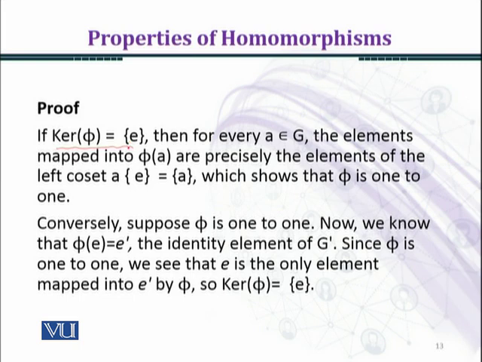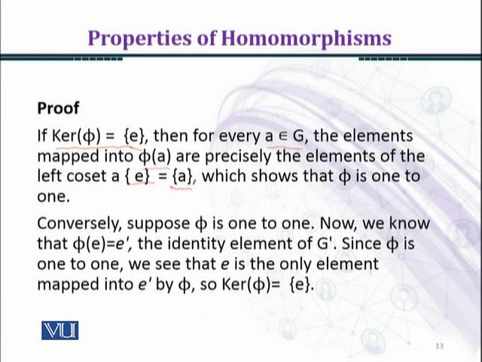If kernel phi is equal to singleton E, then for every a belongs to G, the elements mapped into phi a, the image of a under phi, are precisely the elements of the left coset a times singleton E. एंड जैसा कि आपको मालूम है, जब आप a को E के साथ मल्टीप्लाई करेंगे तो सेट में a आ जाएगा, which shows that phi is 1 to 1.